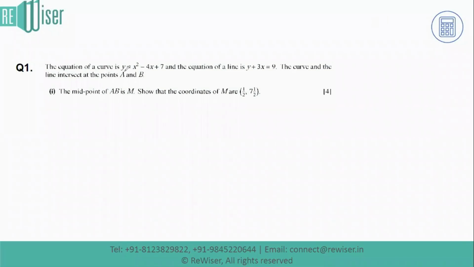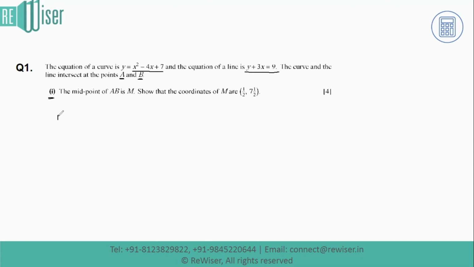Students, the question says the equation of a curve is this quadratic parabolic equation, y equals x squared minus 4x plus 7, and the equation of the line is y plus 3x equals 9. The curve and the line intersect at the points A and B. So part 1 of the question says find the midpoint of AB, M. Then we have to show that the coordinates are this.